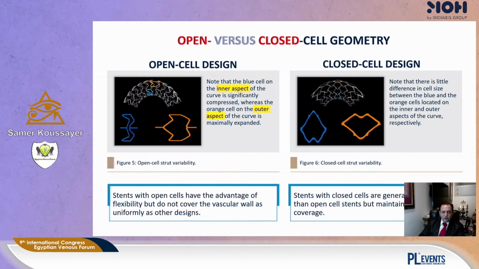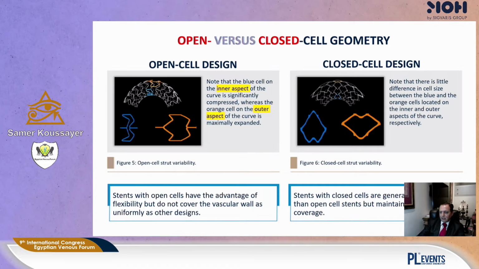The second thing is that when you curve the stent, if you look at the inner part of the stent, the blue one, you see how it's compressed, whereas the outer one is being stretched. This is when you have an open cell design. When you have a closed cell design, you see no major change in the cell of the stent when you bend it. So what does that mean? Stents with open cell have the advantage of flexibility, very flexible, but don't cover the vascular wall as uniformly as the other design. Because as you see in the inner part, the stent becomes small. They don't cover as the outer part, which is large.